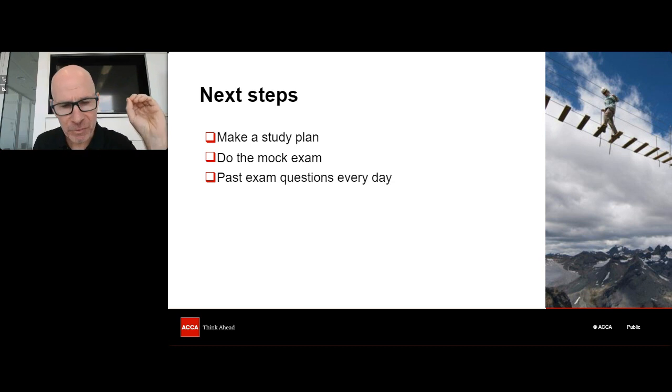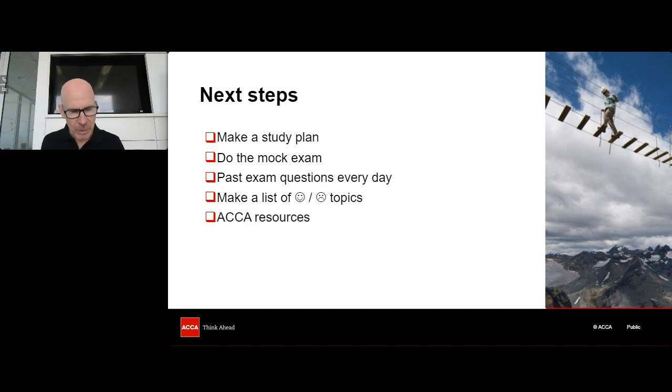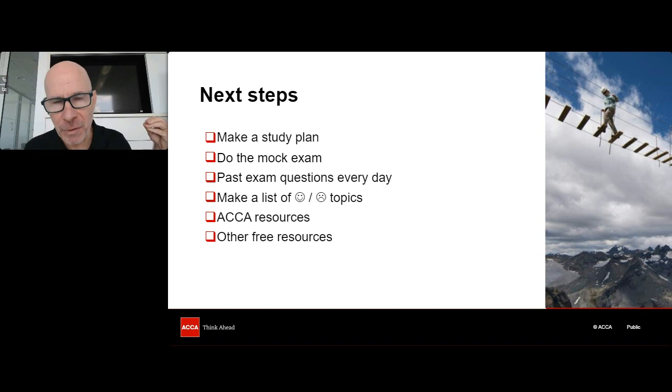Past exam questions every day. Make your list of good and bad topics. You've got to use the ACCA resources, the coolest new resource. I'm using it on my course in the next room here. We love it. Next time, I'm going to use it so much more now that I know how cool it is. We got other free resources there. There's YouTubes out there. I've got a YouTube site with 20 or so debriefs on there. My colleagues have great videos. So there are plenty of resources out there for you.